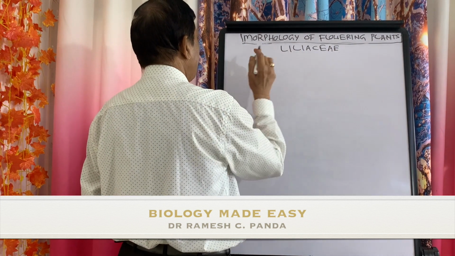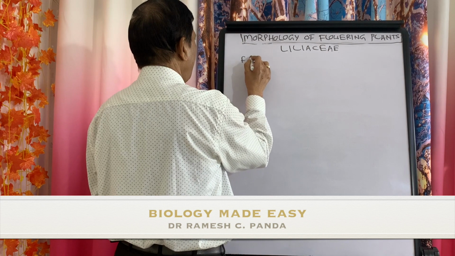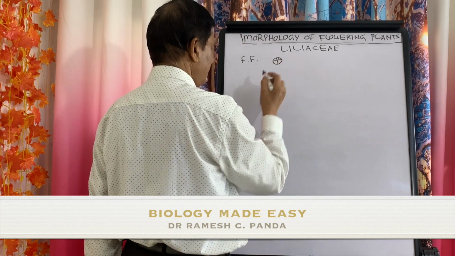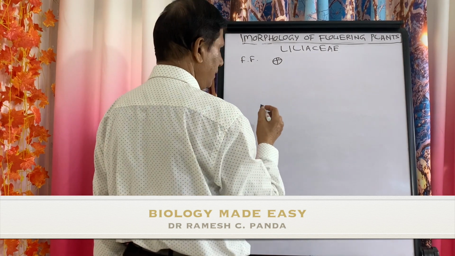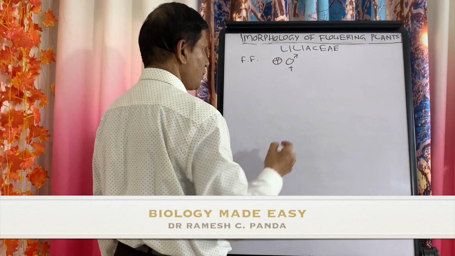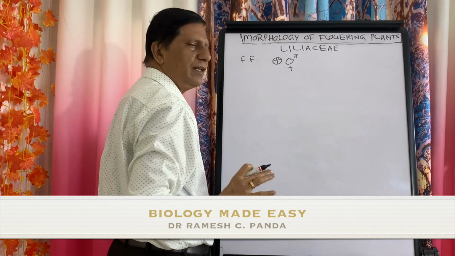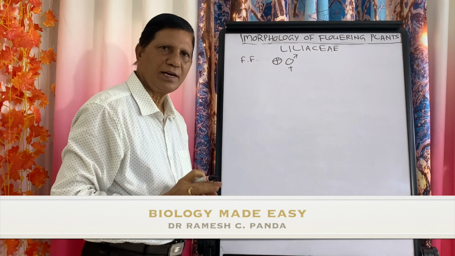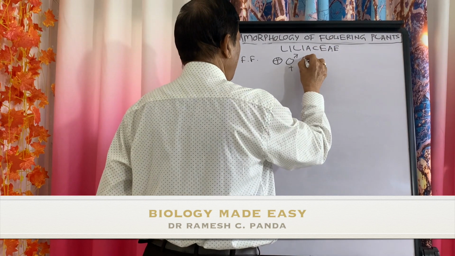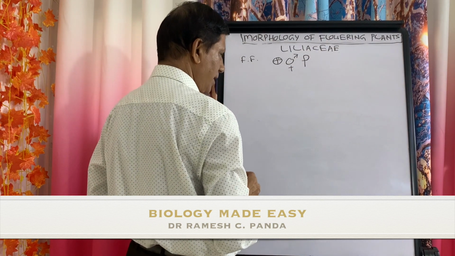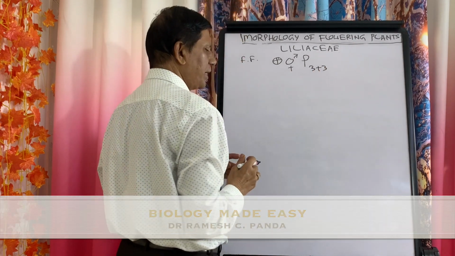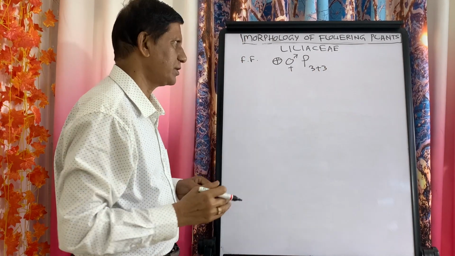So for the family Liliaceae, we have to remember the floral formula. So the floral formula is this. This symbol is for actinomorphic condition. Then this symbol is there, which indicates it is bisexual. Then in this family, the calyx and corolla are not there. They are present in one whorl, that is known as perianth. So we will write P for perianth. And there are 6, but it is written like this because they are arranged in 2 whorls.